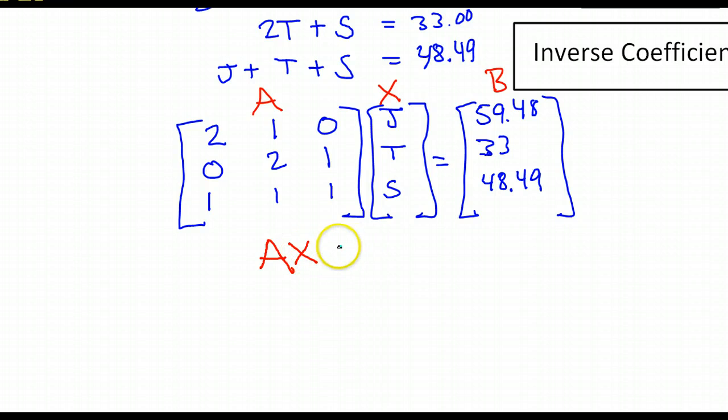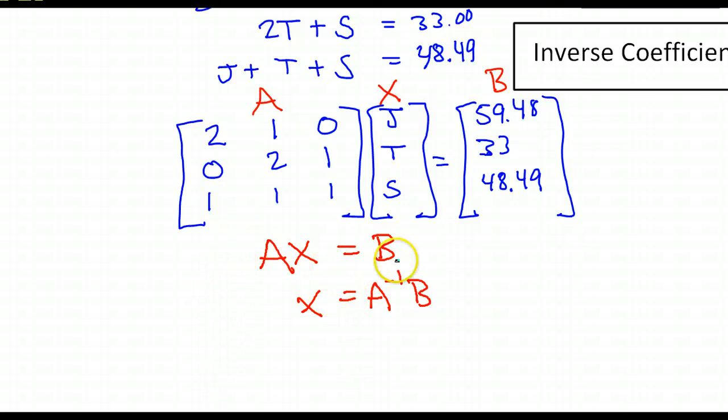A times X equals B. Therefore, X is equal to A inverse times B. If I do not see this red analysis on your paper, you're going to lose points for that. Even if you get the right answer, I need to see what you were doing. I need to see the theory of it.